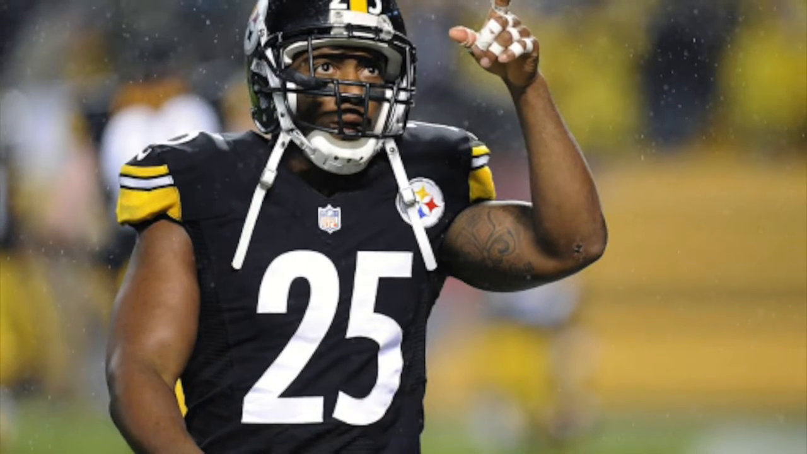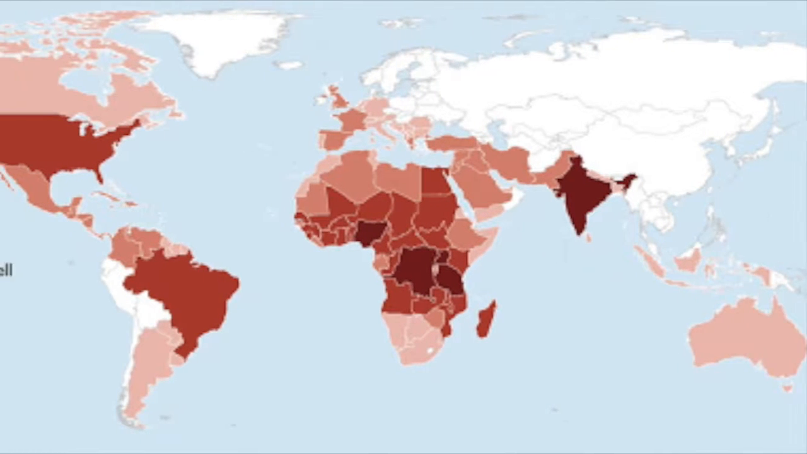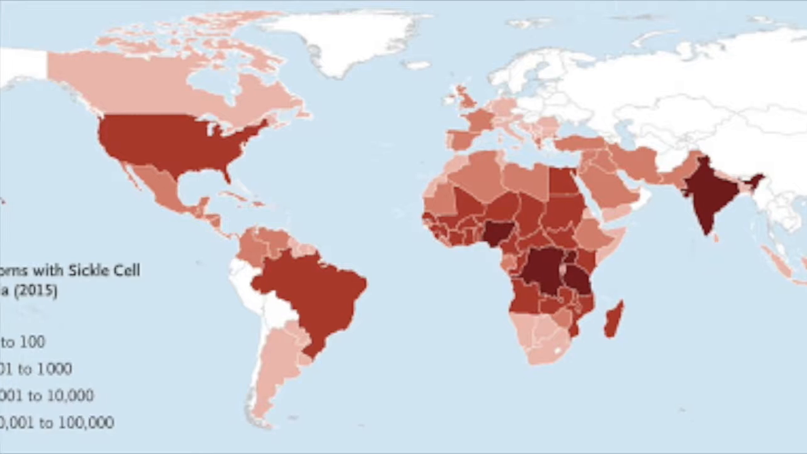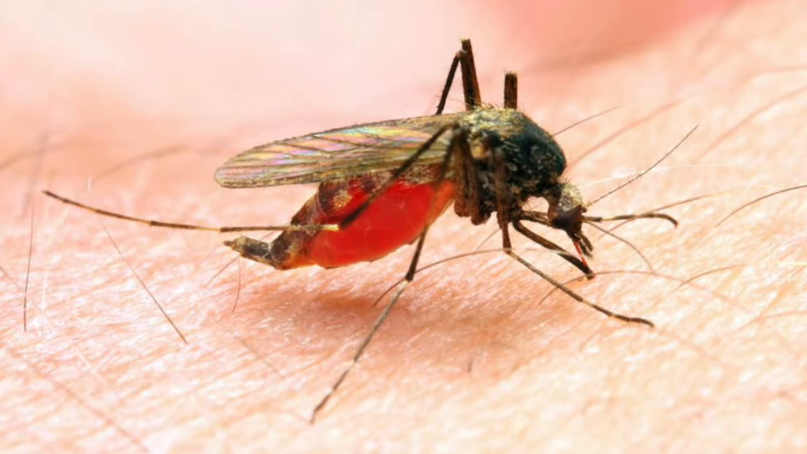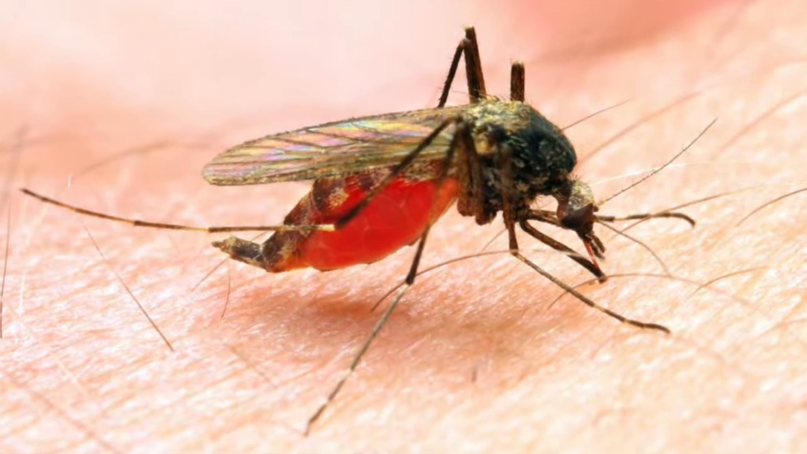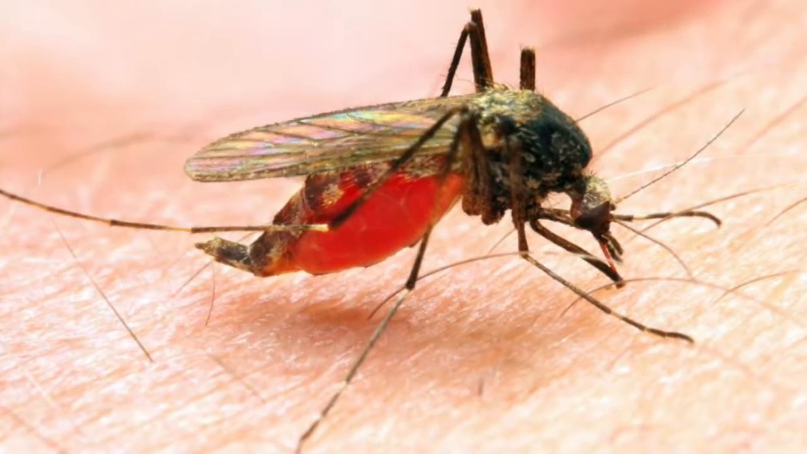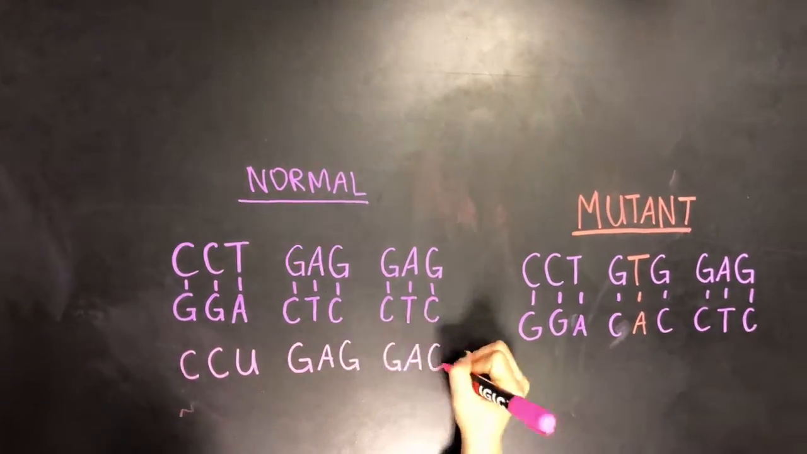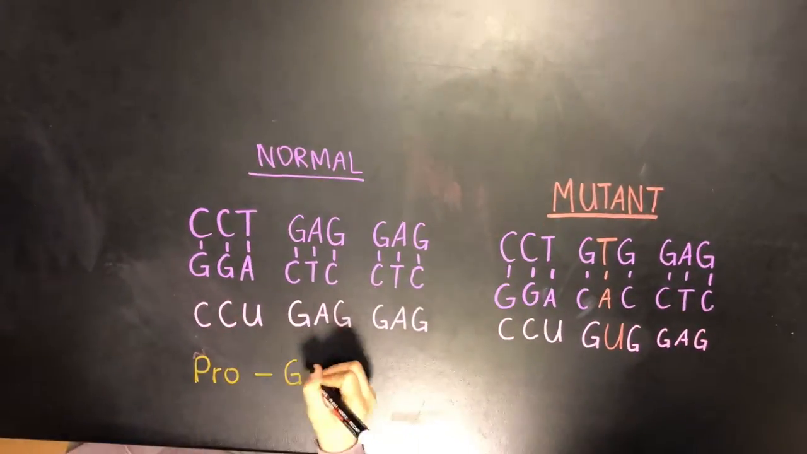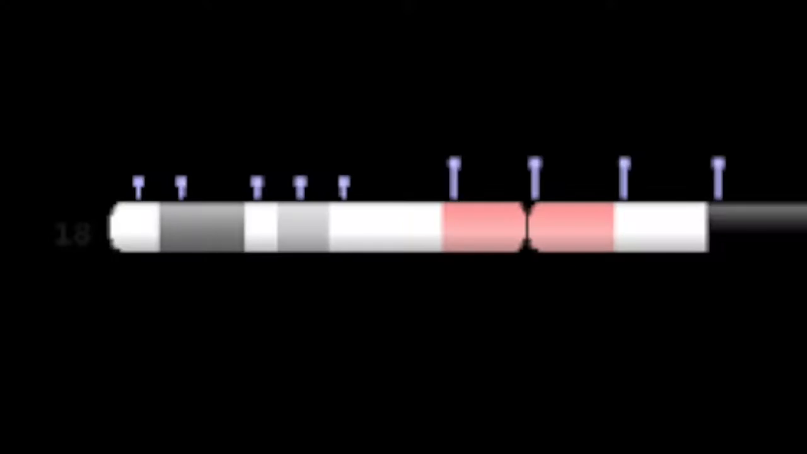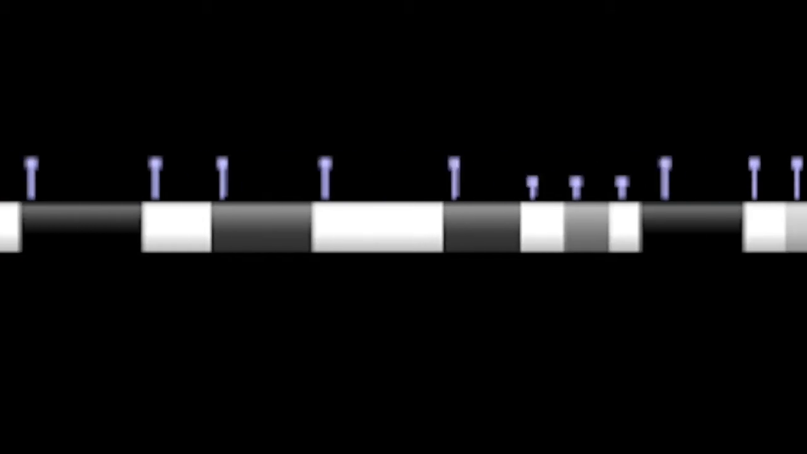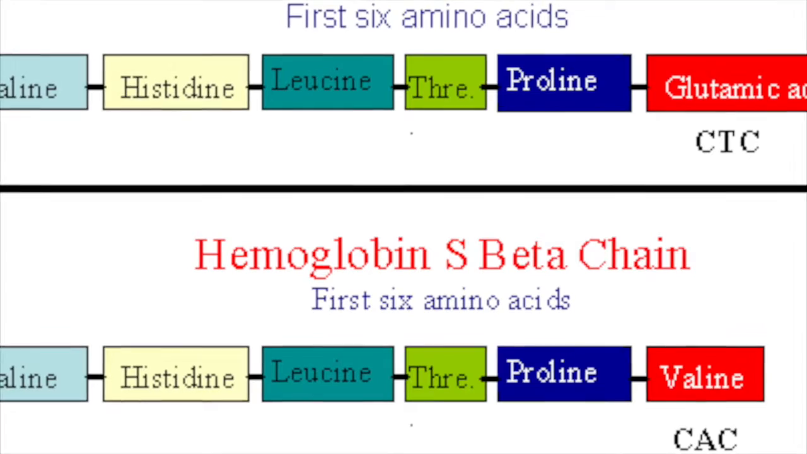The disease is most common in Africa, Spain, Southeast Asia, and the Mediterranean area. A good aspect of the disease is that those who are afflicted also have a resistance to malaria. Sickle cell anemia is caused by a single nucleotide mutation on the P section of the 11th chromosome. This gene gets expressed, creating a different protein.